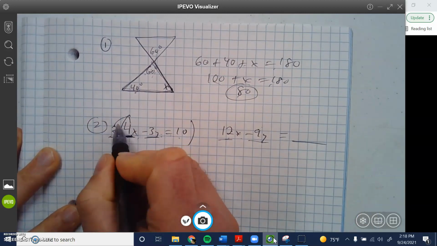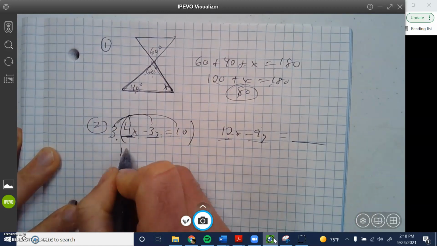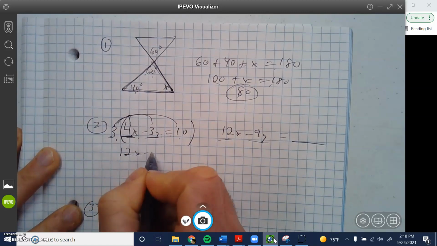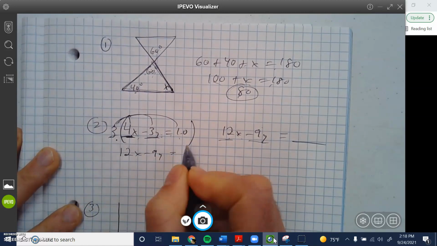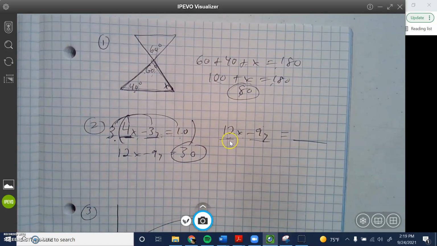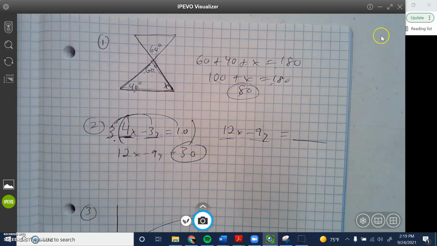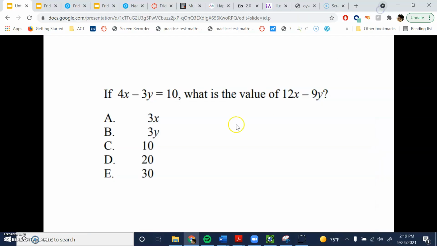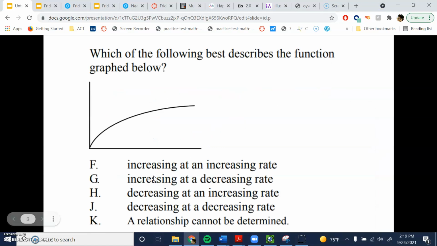But this is just 12x minus 9y equals 30. There we go. Just 30. That's how you do it. So I saw that relationship between 4x minus 3y and 12x minus 9y. I knew it was times 3. And then times the entire equation by 3. So there we go. So that would be E. Nice job. This is very relevant to calculus class.